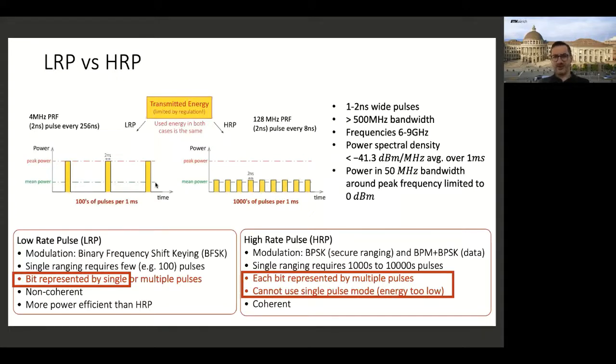However, that might not be sufficient in some scenarios if you want to go further, like 100 to 200 meters. So we might also want to consider scenarios where we want to extend the range. So we want to operate at 200, 300, 500 meters, and at those distances, even LRP pulses would no longer be individually decodable. So we would need to come up with some multi-pulse mode for LRP, and I'll show you how that looks.